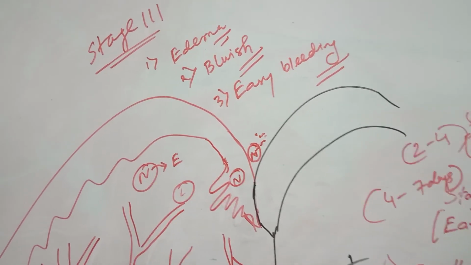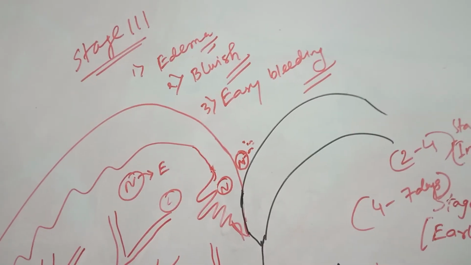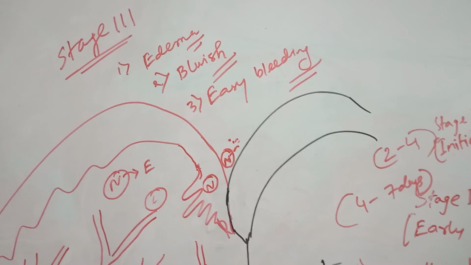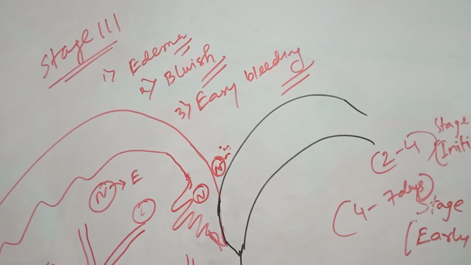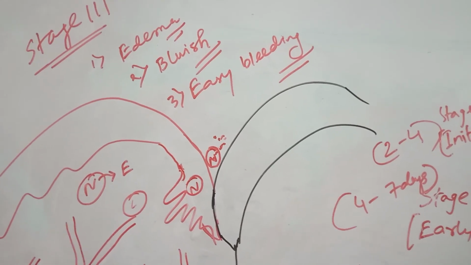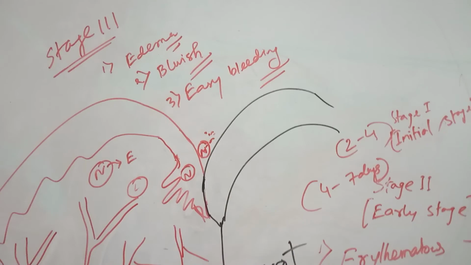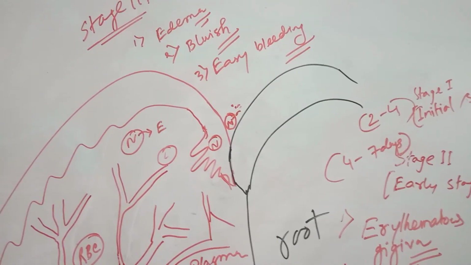If inflammation goes further, it will go into stage 4, which is not included in the gingivitis classification. It will go into periodontitis. Stage 4 is the advanced lesion, or it has entered periodontitis. So these were the stages of gingivitis, and the clinical and histological pictures.